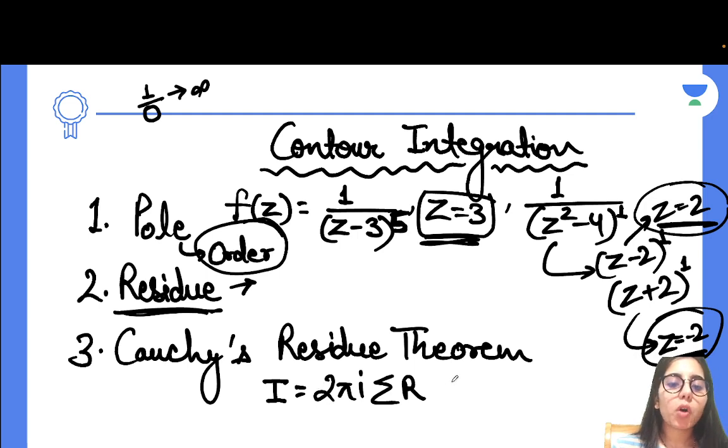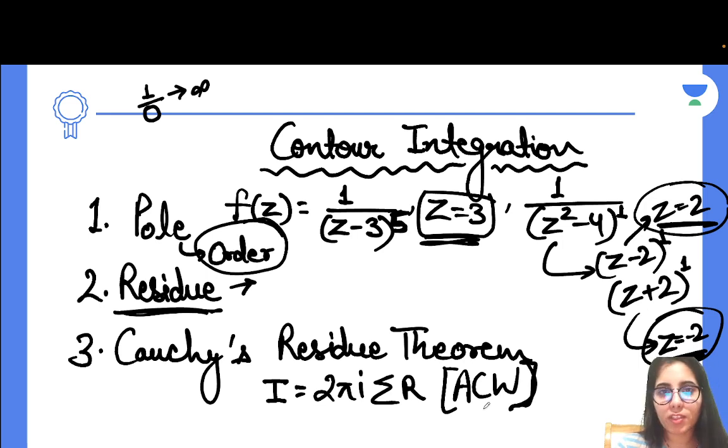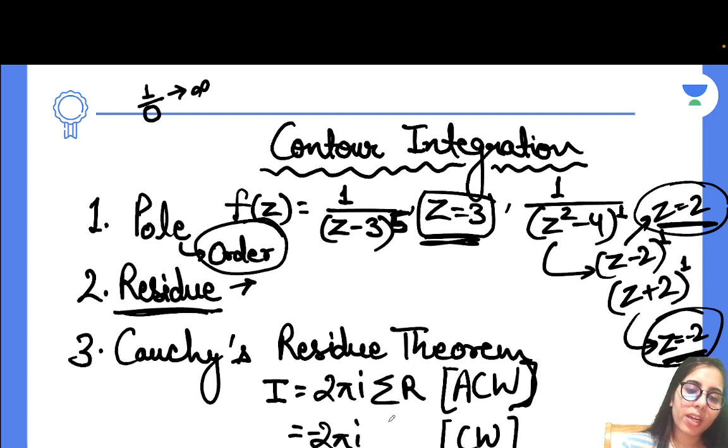Also, this positive sign is for the anti-clockwise or counterclockwise direction of the contour. Both have the same meaning. But if it is the clockwise direction of the contour, then it is negative 2 pi i times the sum of residues, okay? Direction matters.